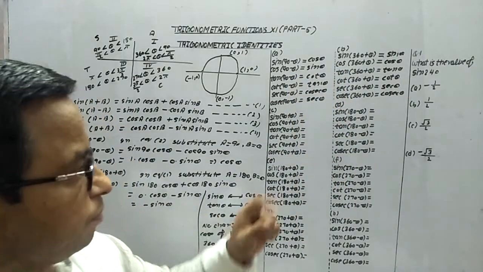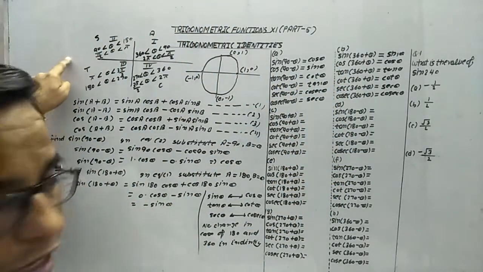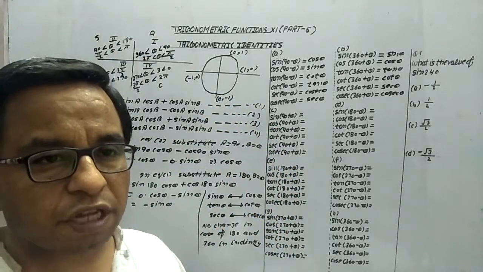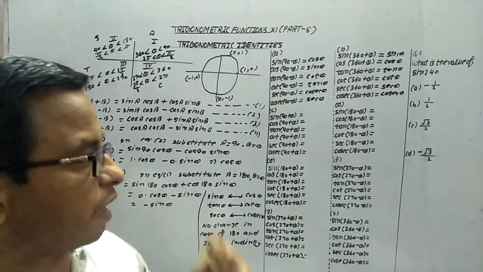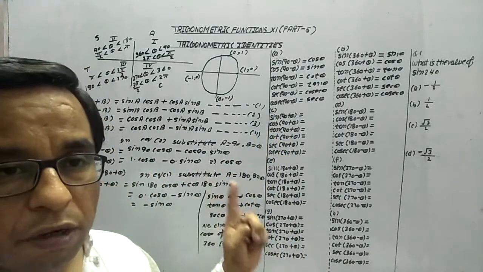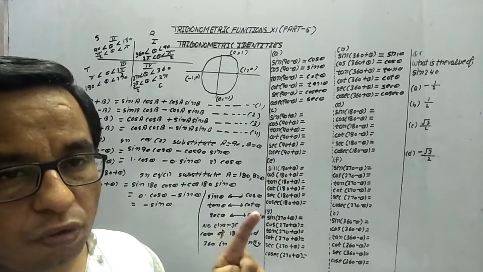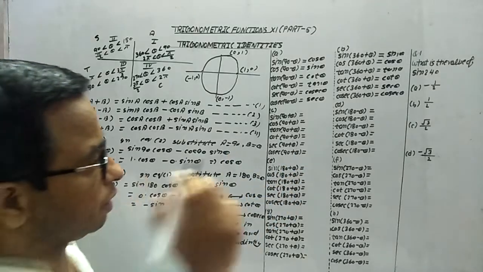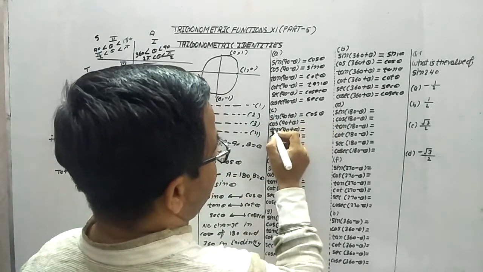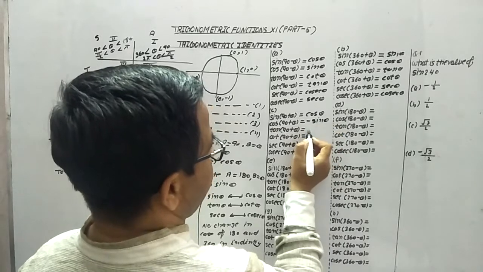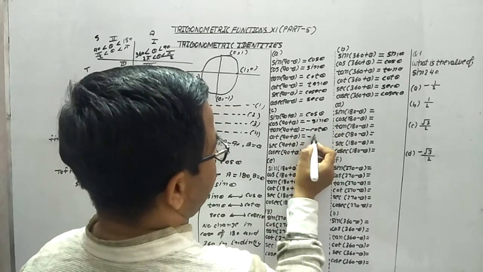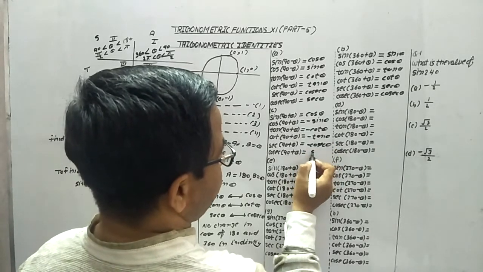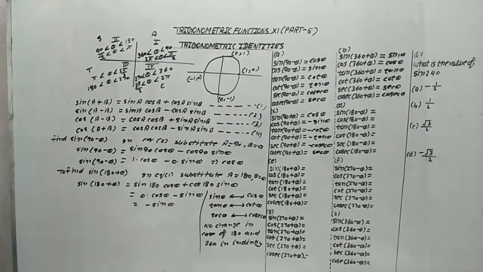Now sine 90 plus theta is in second quadrant, and because of 90 there is change in identity. In second quadrant, sine and cosec will give the positive result, rest of all negative. Sine will interchange into cos, cos into sine, tan into cot, cot into tan, cosec into sec, sec into cosec. So because of sine, cos theta; because of cos, minus sine theta; because of tan, minus cot theta; because of cot, minus tan theta; because of sec, minus cosec theta; and because of cosec, sec theta. So this is the way to find the results.